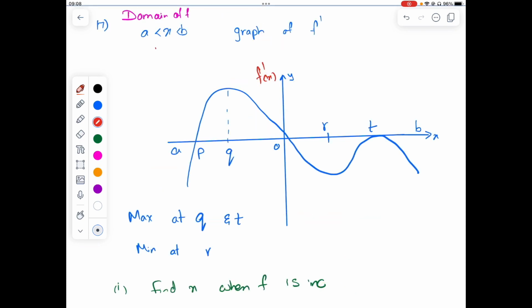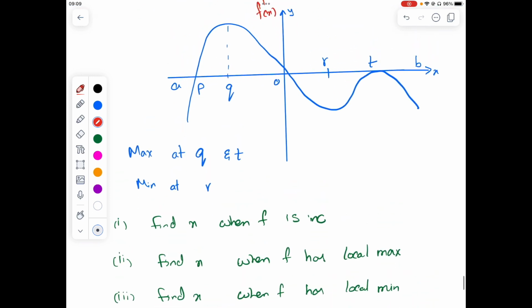Coming to question number 17, he has given that the domain of f is x lies between a to b, and the graph of f prime x is given. Then maximum is at q and t, minimum is at r. Find the values of x when f of x is increasing.